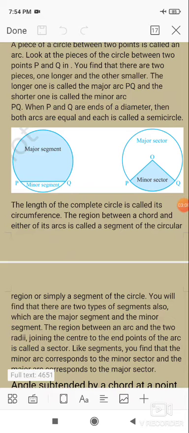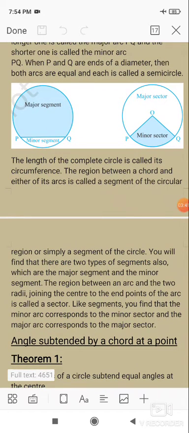So once more, the region between a chord and either of its arcs is called a segment of the circle. Now you will find that there are two types of segments. One is what? Minor segment, the other one is what? Major segment. Next one, the region between an arc and the two radii joining the center to the end points of the arc is called what? Sector. Now, same as the segment, there are two types of sectors. One is the minor sector, the other one is what? The major sector.